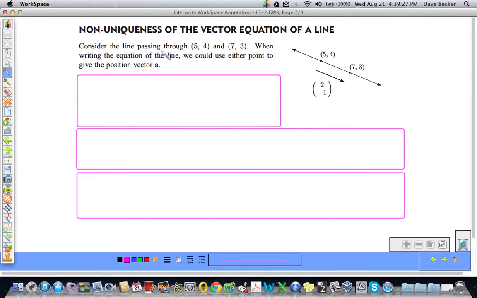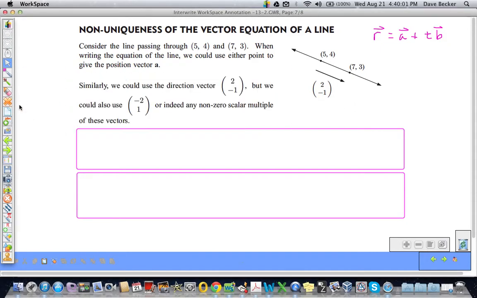So let's consider the line passing through the points (5, 4) and (7, 3). These points right here, and here's the line going through it. When writing the equation of a line, we could use either point to give the position vector of a. In other words, we can use any known point on the line for the a in r equals a plus t b. a can be any point that we know. That's all that is saying. Really good stuff here.